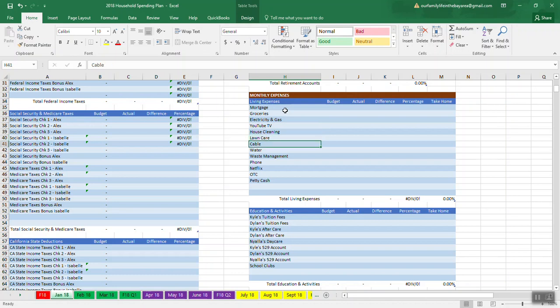We have cable. No, we don't have cable. This is internet. I don't know why it says cable. It's internet. And then water, and then waste management for our trash, phone, Netflix, over the counter, and petty cash. Petty cash means I take cash out every month. Usually not a lot, about $50 to $60 every month for miscellaneous and little expenses.